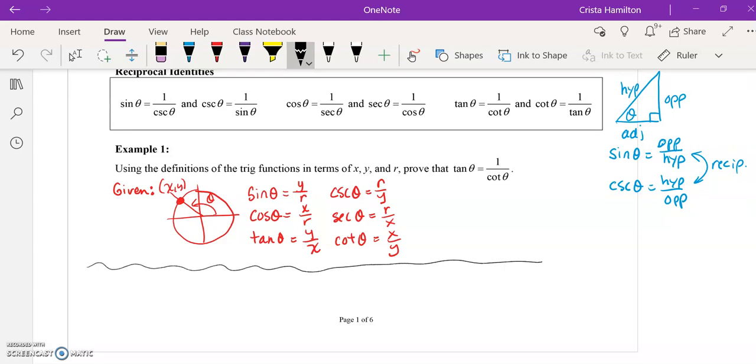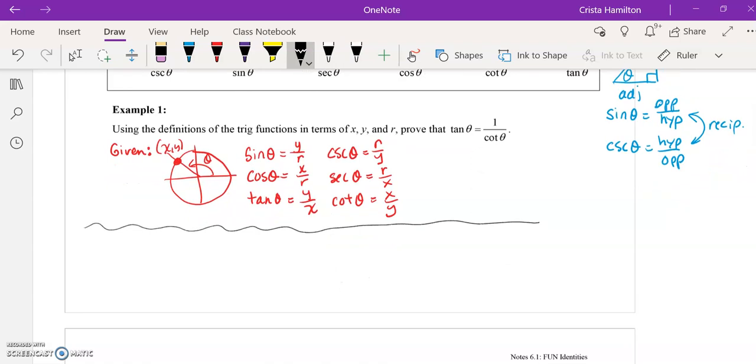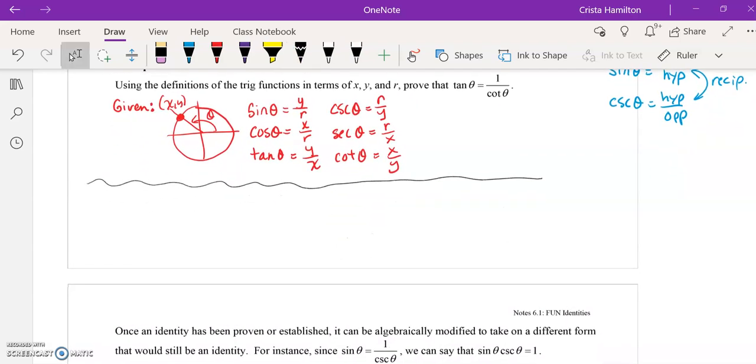So one of the things that they've asked here is to write a proof that the tangent of theta equals 1 over cotangent theta. Now, the type of proof that we like to do when we are doing these types of trig proofs are what are called transitive proofs.